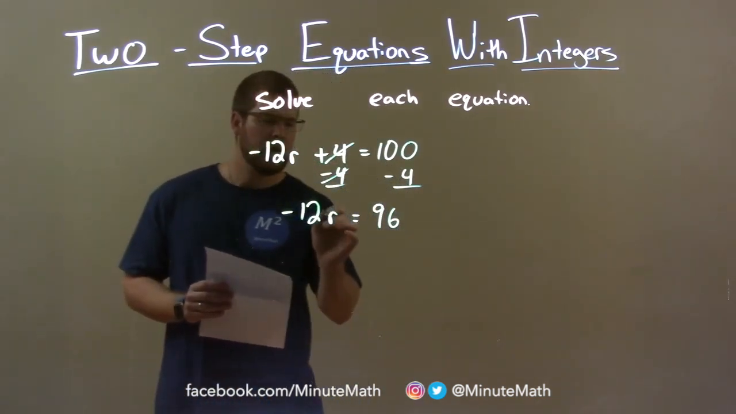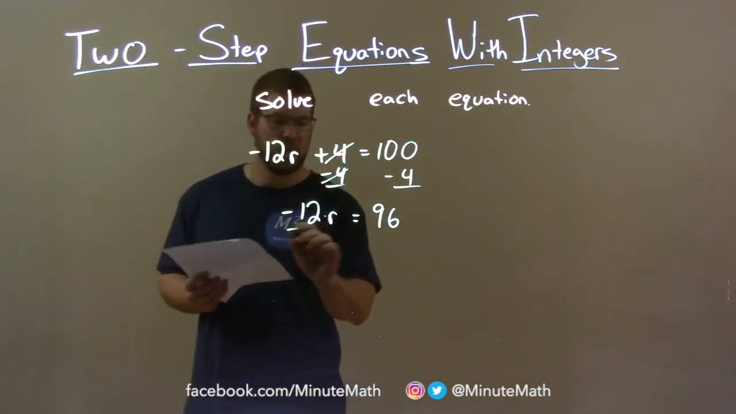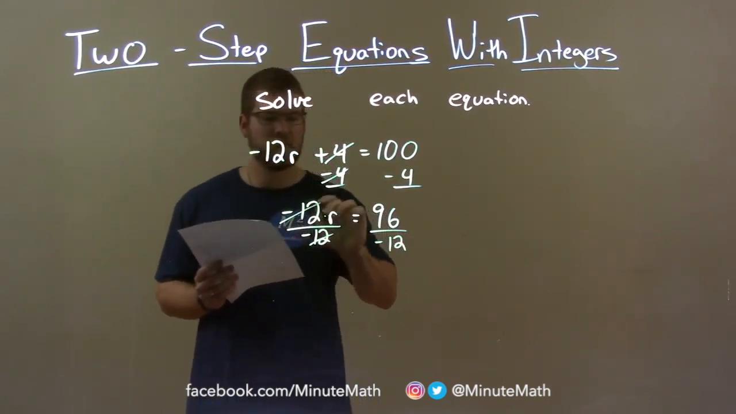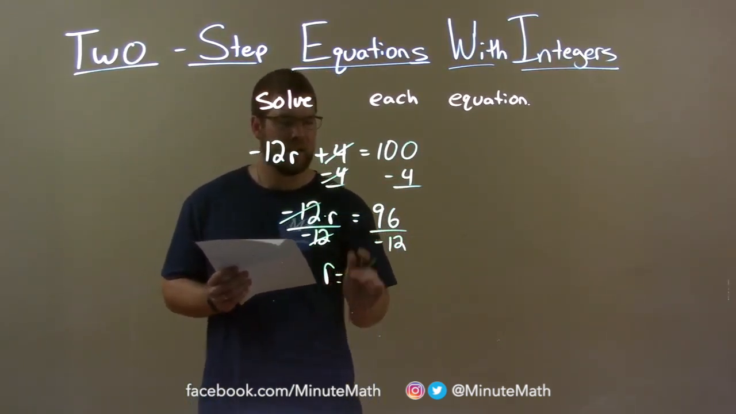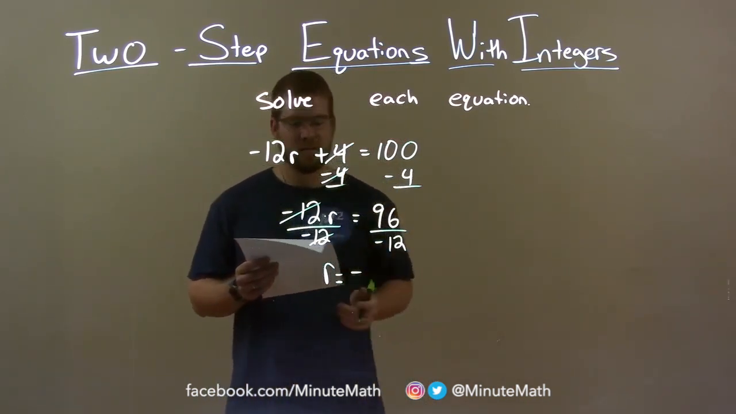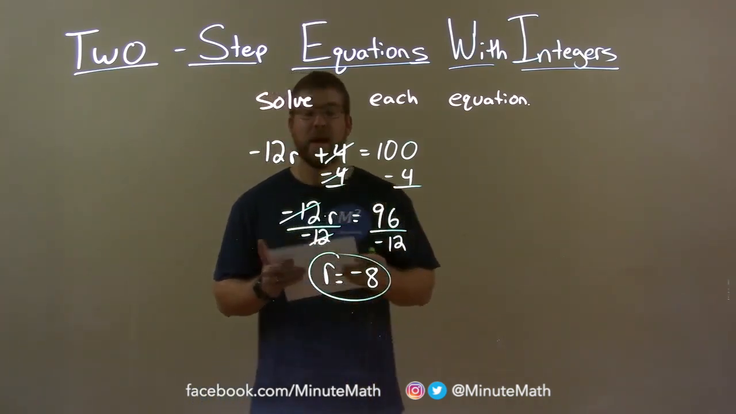All right? Now we're being multiplied by a negative 12 there, so opposite of multiplication is division. Dividing both sides by negative 12 eliminates the negative 12s here, giving me r by itself. Now positive divided by a negative is a negative. All right, and 96 divided by 12 is an 8. And so our final answer is r equals a negative 8.